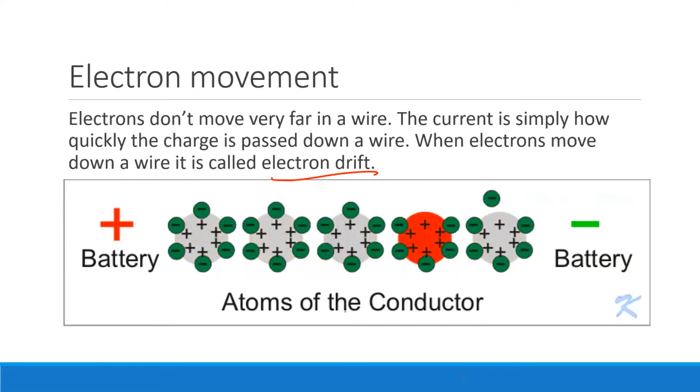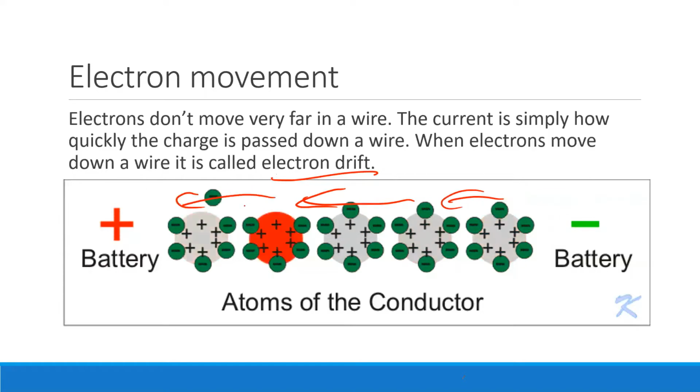The same is happening with the negative charge. All of these electrons are moving to the right. The negative charge is moving quite quickly, sorry, to the left. All the charge is moving quite quickly to the left, but the electrons aren't individually moving very far. Does that sort of make sense? Have I explained that well enough?